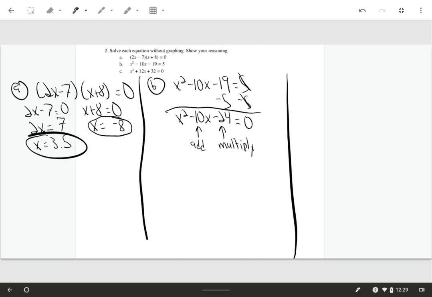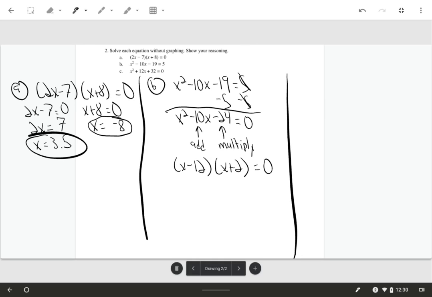to negative 24. Okay, so because our product is negative, we know we need a positive and a negative. And because the sum is also negative, then we know that the quote unquote bigger number has to be negative. So the two numbers that work in this case are negative 12 and 2. If you don't believe me, check. Negative 12 plus 2 is negative 10, and negative 12 times 2 is negative 24. So my factors are going to be x minus 12 and x plus 2.